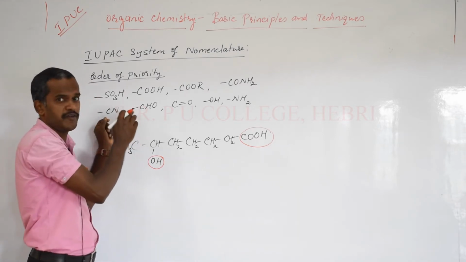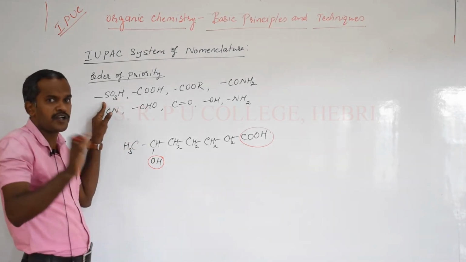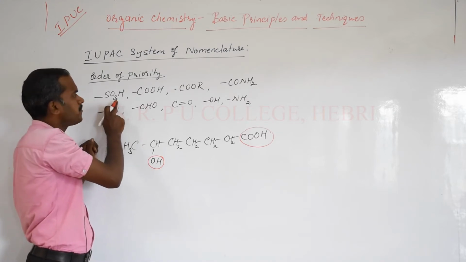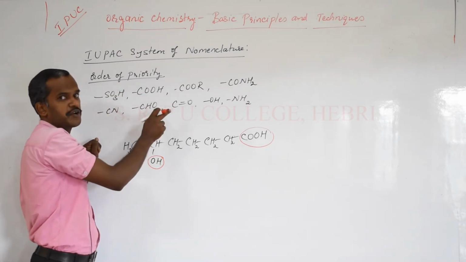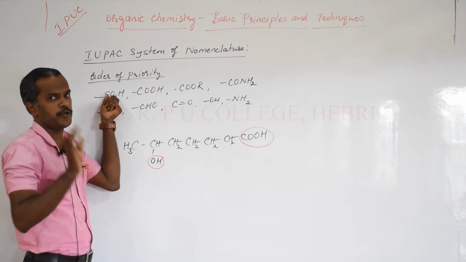It's very important even for the competitive exams when you study. So remember this sequence, the order of priority. The first comes sulfonic acid, SO3H. Then comes the carboxylic group, which means it is in decreasing order of priority. This is to be given more priority. So whenever an SO3H group is there, you have to give priority to that.